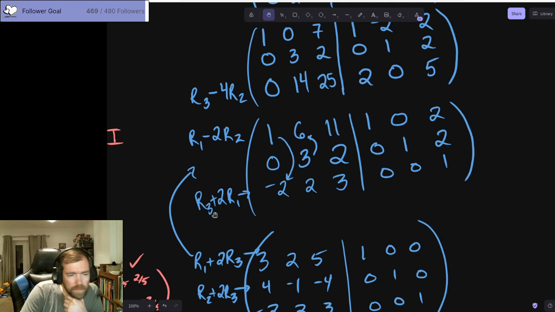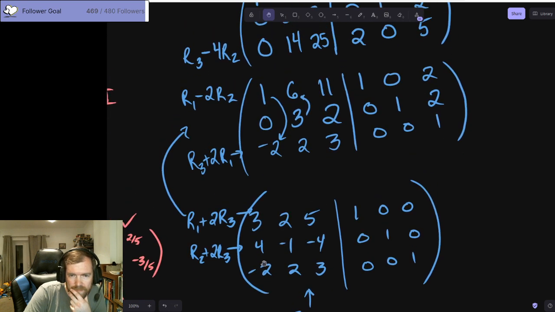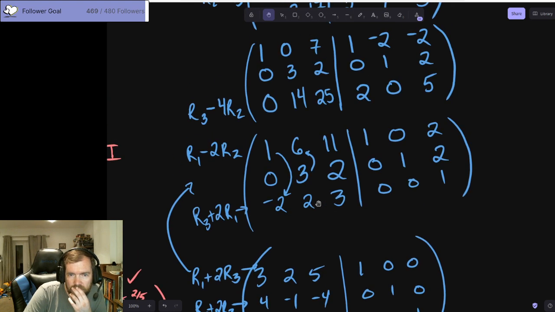Well, that's bad. Oh, man. So 4 minus 1 is 3. 6 minus 4 is 2. Something to do with this term right there, that 3. Somewhere along the way, it got really screwed up.